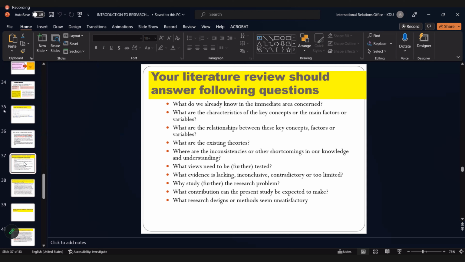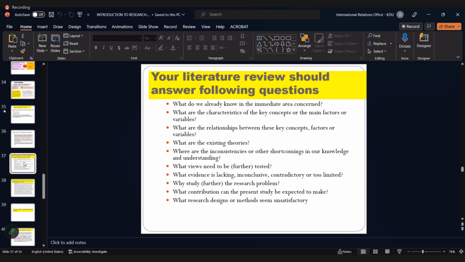Where are the inconsistencies or other shortcomings in our knowledge and understanding? What needs to be further tested? What evidence is lacking? Inconclusive, contradictory, or too limited? What is lacking? Understand? Okay. Why study the research problem?